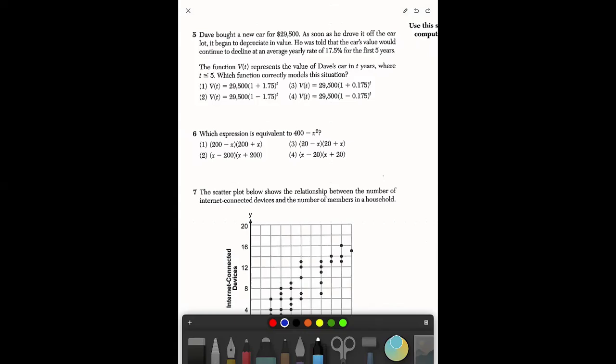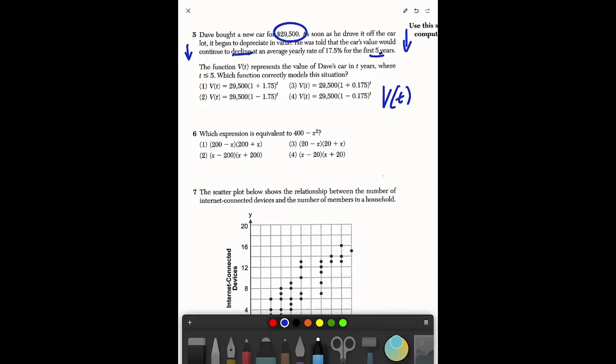It says Dave bought a new car for $29,500. As soon as he drove it off the car lot, it began to depreciate in value, which means it's going to be going down in value. And that's true. He was told that the car's value would continue to decline. That's another indicator that it's going down at an average yearly rate of 17.5% for the first 5 years. So they want us to write a function, V of t, that represents the value of the car when the time is less than 5 years. So we're looking for the one that models this.